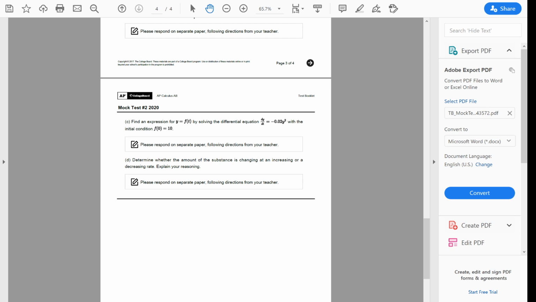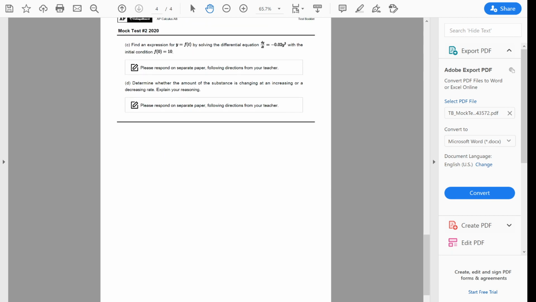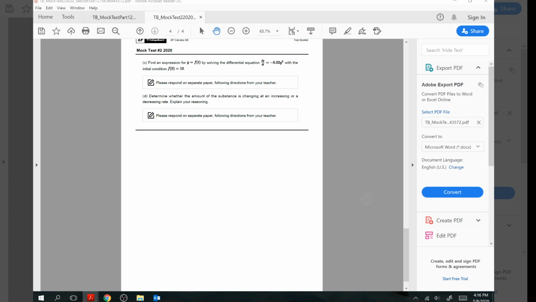Part C says, find an expression for y by solving the differential equation. Okay, so this was just a separation of variables question. I'm going to do it in the space down here. And all you were supposed to do was do dy over y squared equals negative 0.02 dt. The people who moved the negative 0.02 with the y squared almost all got this question wrong, unless you took it out of the integral. It's definitely, like, leave any junk on the t side. Don't put it in the denominator if you can help it at all.